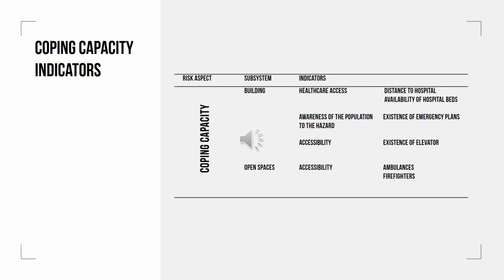Coping capacity indicators are divided between buildings and public space. For the assessment of social coping capacity within the buildings, healthcare access, distance to hospital and availability of hospital beds, and awareness of the population to the hazard, like the existence of emergency plans, are the main indicators, added to the accessibility, in this case, the existence of the elevator. In the case of public open spaces, accessibility for ambulances and firefighters is the main parameter considered.